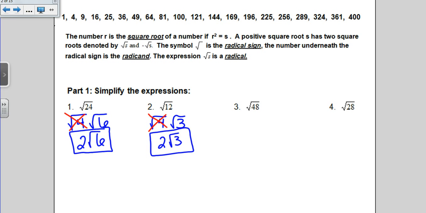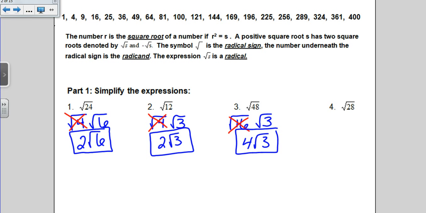Square root of 48. Now there are several different perfect squares that you might think of. The first one on the list is a 4 that will divide into 48, but that's not big enough. Remember, you have to find the biggest perfect square that will divide into 48 evenly. So it turns out 48 is going to break down into 16 times 3. And then we know the square root of 16 is really a 4. So the square root of 48 comes out to 4 square roots of 3.